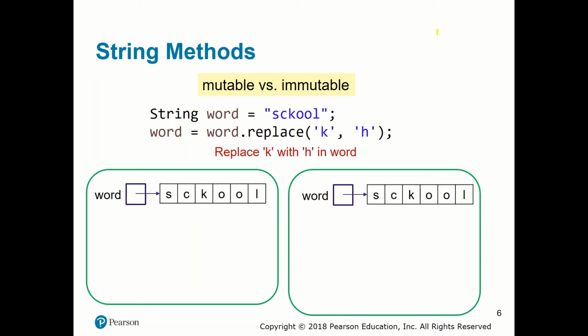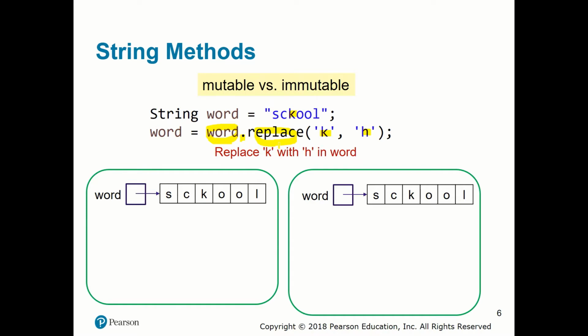I will explain the meaning of mutable and immutable. Word is a string object, SCKOOL. I want to fix this word by replacing K with H. This is the invocation of the replace method. So you understand this line, I think. This is the object name, dot, and this is the method name. And here are the parameters. This means replace K with H in object word.